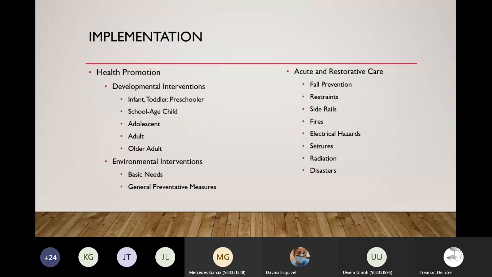Electrical hazards, you want to remove any equipment that's unsafe and report any unsafe hazards. Seizure precautions, you're also going to make sure you use the special pads.